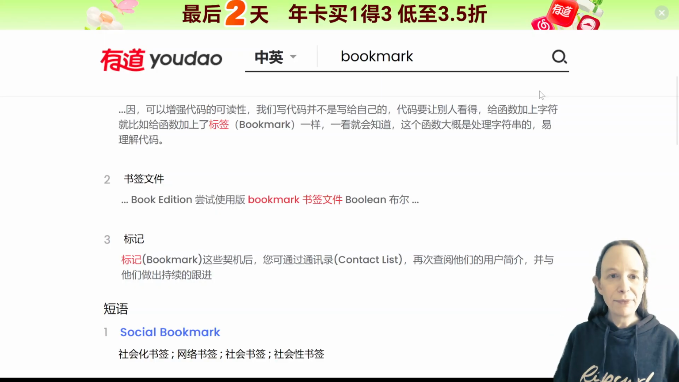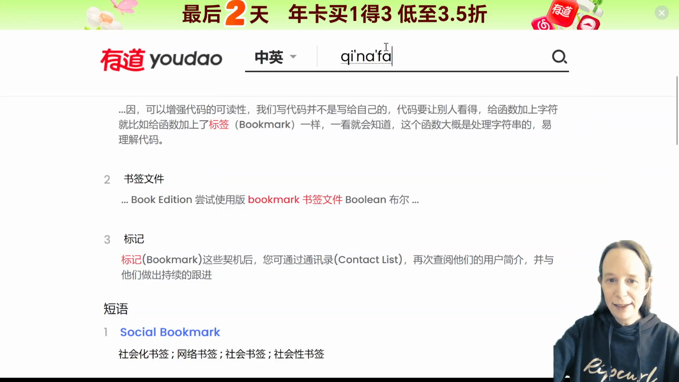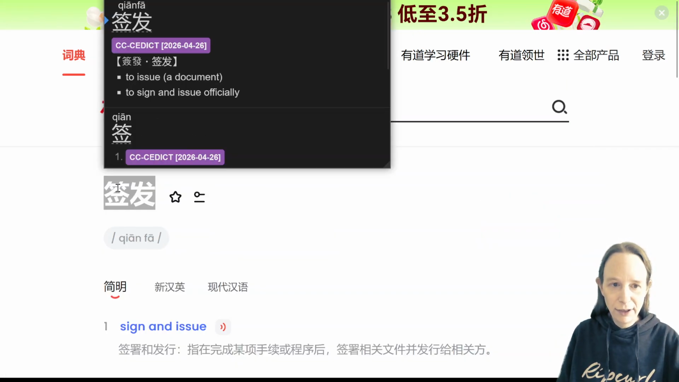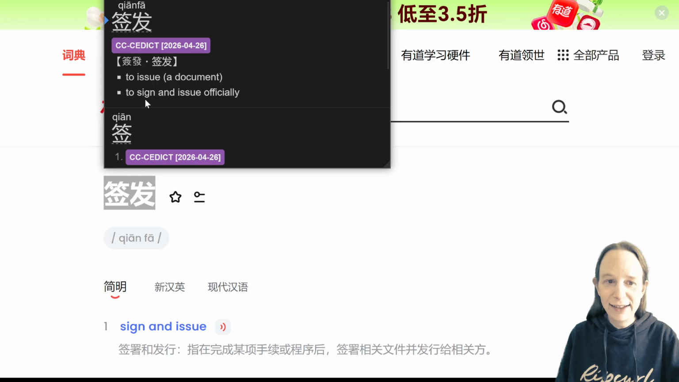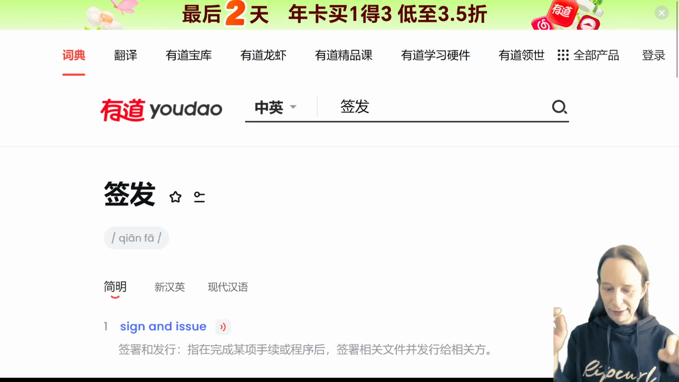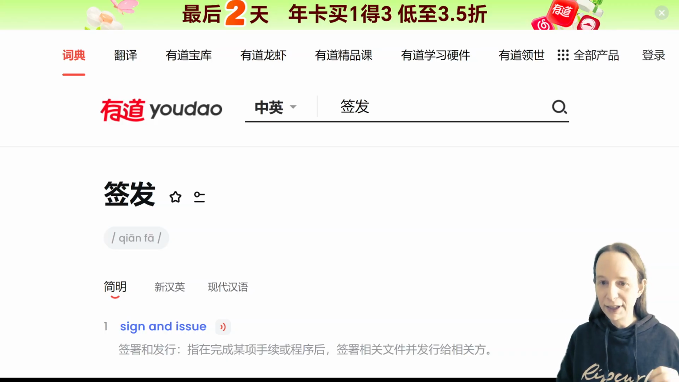Let's not go there. We saw 签发. This one I don't know. 签发 as to issue. Oh, okay. To sign an issue. 发 is issue here. Okay, so sign an issue officially. All right. Let's have a look at the dictionary.